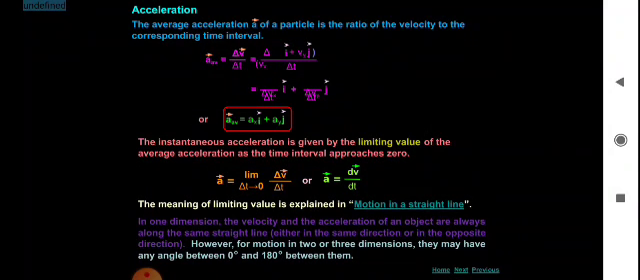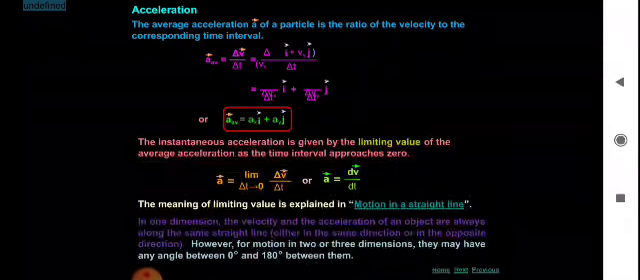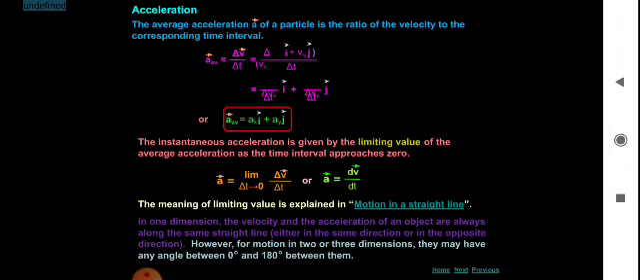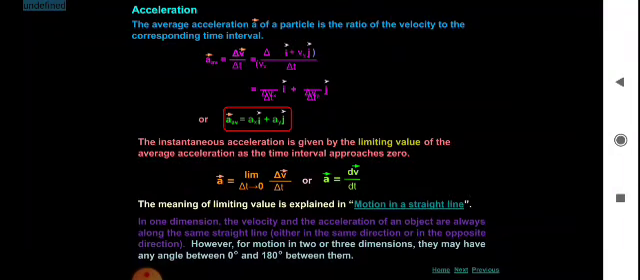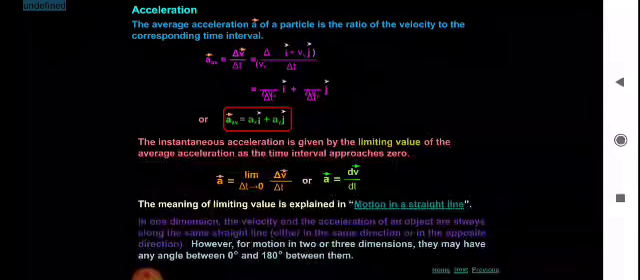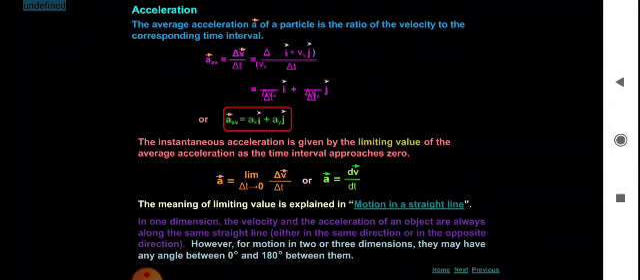In one dimension, the velocity and the acceleration of an object are always along the same straight line, either in the same direction or in the opposite direction. However, for motion in 2 or 3 dimensions, they may have any angle between 0 degrees and 180 degrees between them. See, in one dimension, the velocity and the acceleration of an object are always along the straight line, either in the same or opposite direction. But in 2 or 3 dimensions, the angle between them can be from 0 to 180 degrees.